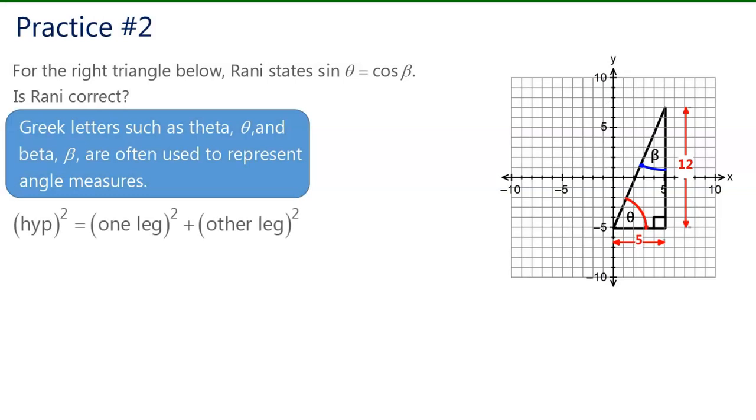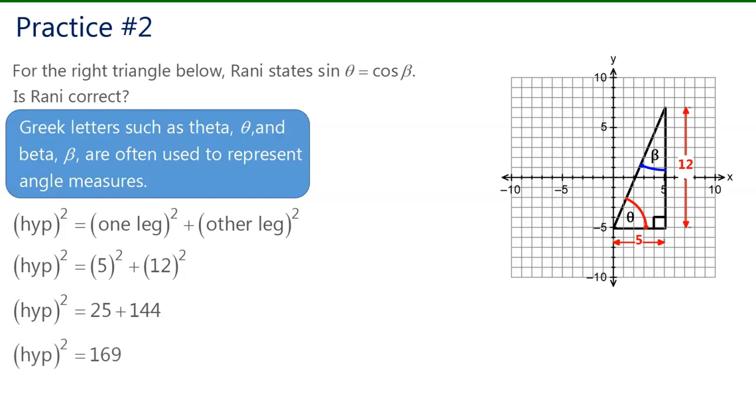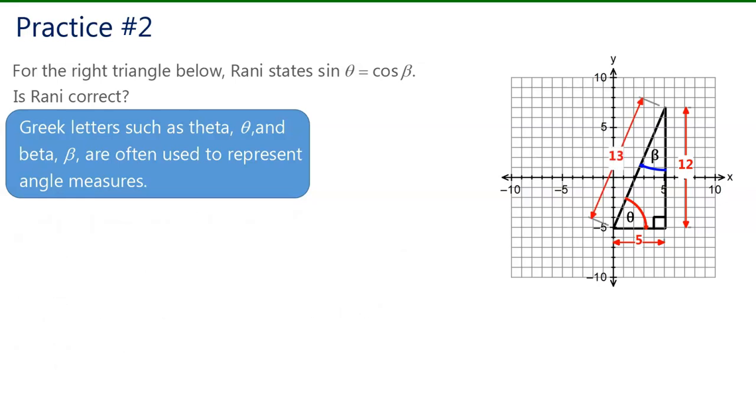We need to find the hypotenuse, so the hypotenuse squared equals one leg squared plus the other leg squared. The hypotenuse squared is 5 squared plus 12 squared. The hypotenuse squared is 25 plus 144. We get the hypotenuse squared is 169. We take the square root and the hypotenuse is the square root of 169, meaning the hypotenuse is 13 units. As we said, the hypotenuse is 13.